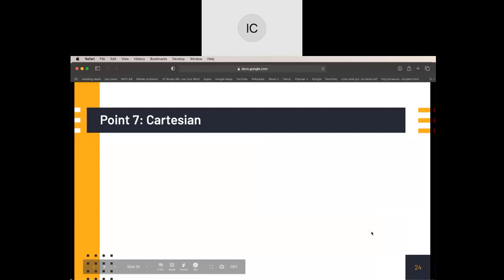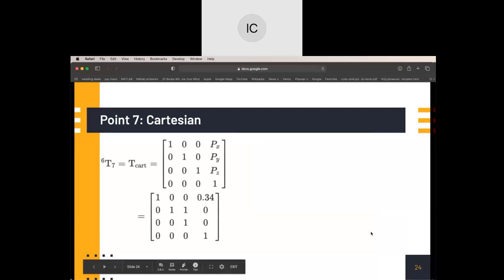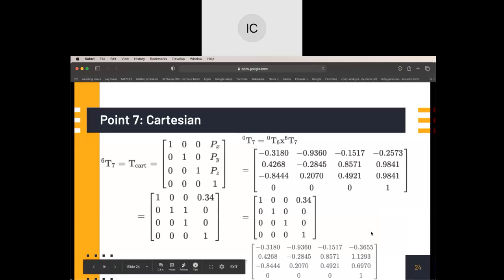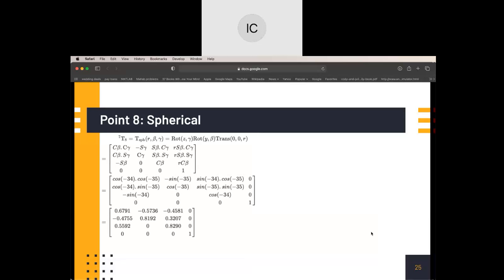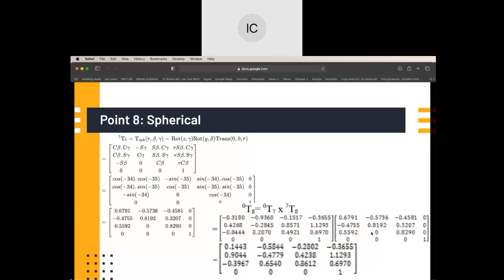Point 7 performs as Cartesian, and the only movement here is 0.34 meters along the x-axis, which leaves us with this bottom right-hand matrix. Moving to point 8, which performs as spherical. The movement here is through the end effector's orientation angle, rotated by negative 34 degrees about the y-axis and negative 35 degrees about the z-axis.